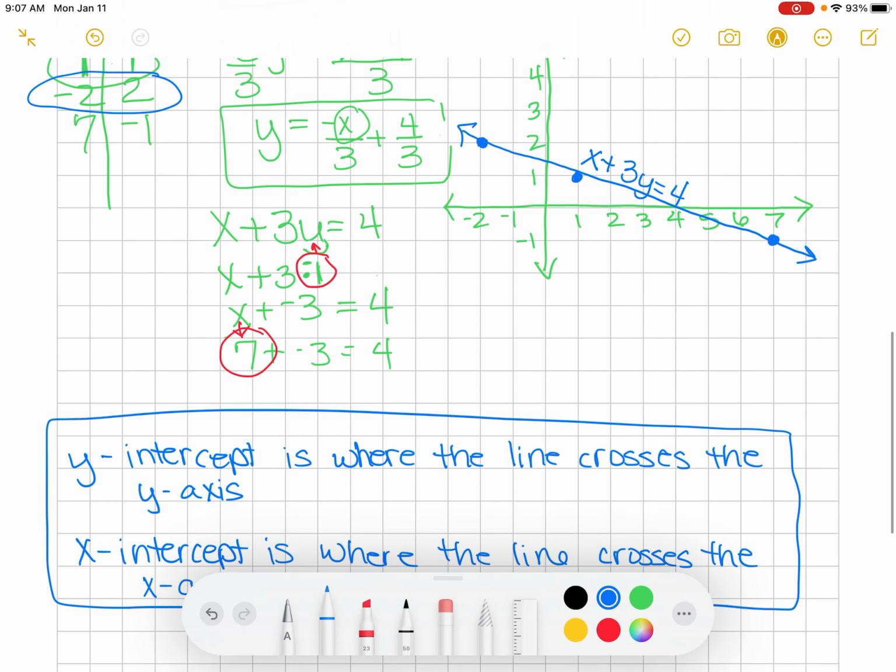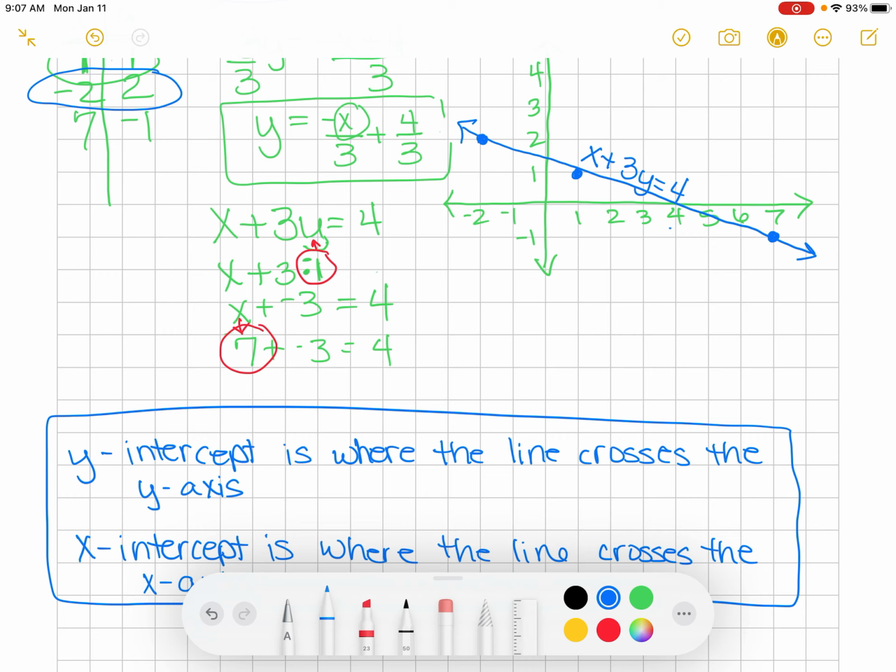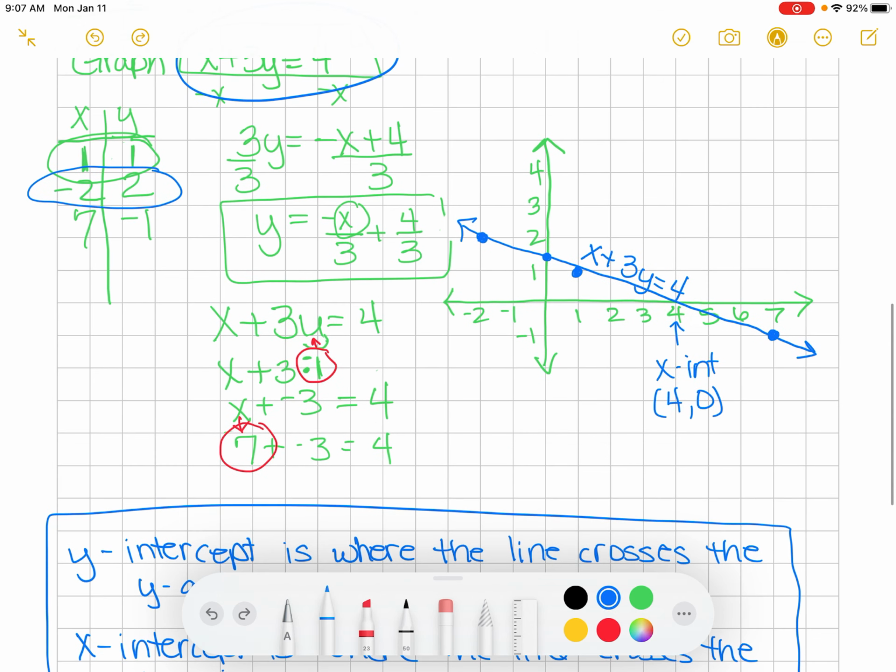Okay, and then let's look at this one. This one, my x-intercept is easy to see. It is 4, 0. Okay, and my y-intercept is hard because it's right in the middle right here, right? So it's where it crosses the y-axis. And so that point, sometimes you have to figure out what the point is. So I'm going to show you how to figure out one like this.